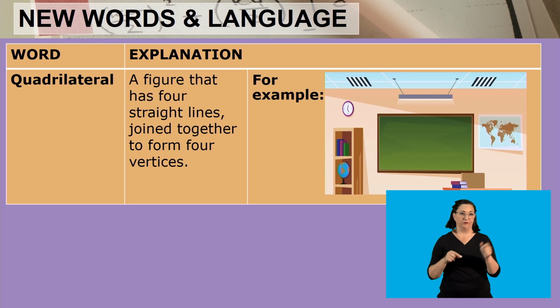Our next word is quadrilateral. The figure that has 4 straight lines joined together to form 4 vertices. In the picture on the right, I've used a chalkboard, which would have 4 sides, and all those 4 sides are joined together at the corners, and those are our vertices. So there are 4 vertices that are joining 4 different lines of the chalkboard, and that is then a quadrilateral, a figure that has 4 straight lines.